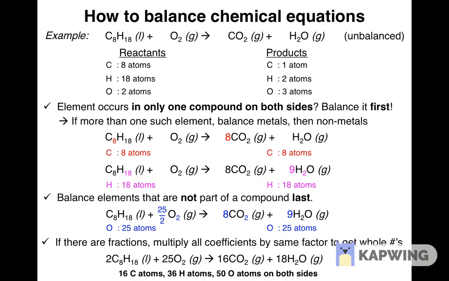To summarize, we balance elements that appear in only one compound on either side of a chemical equation first, balance elements that appear as elemental compounds on either the reactant or the product side last, and if we happen to get fractional molar ratio coefficients, multiply all coefficients, including coefficients of 1 that are not written explicitly, by the same factor to get whole numbers.